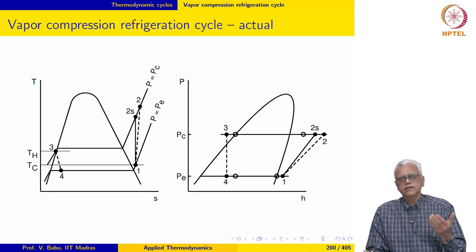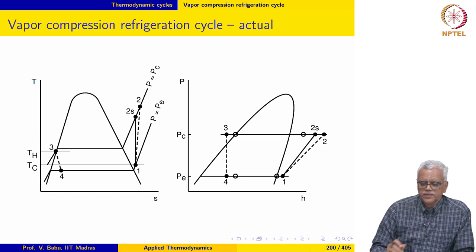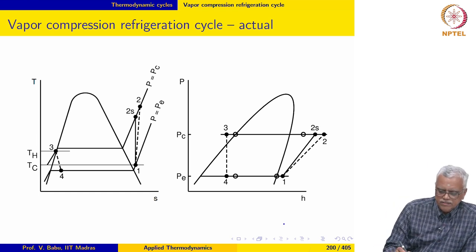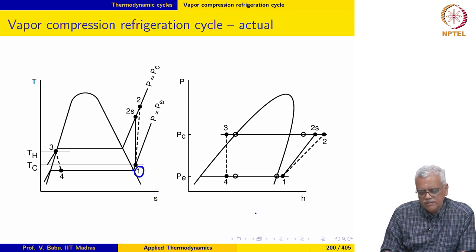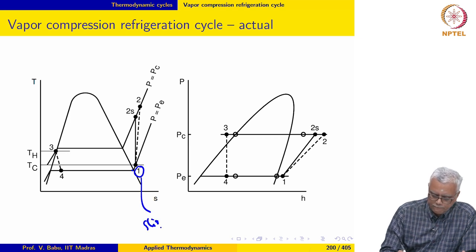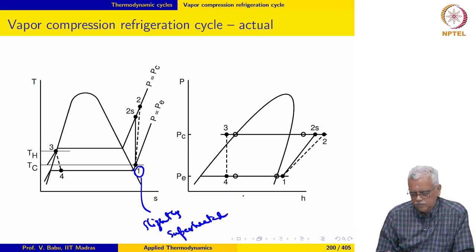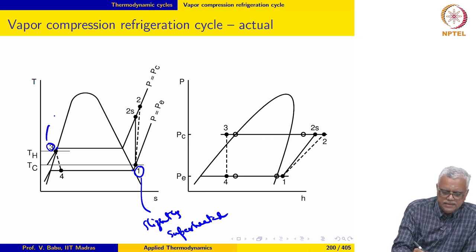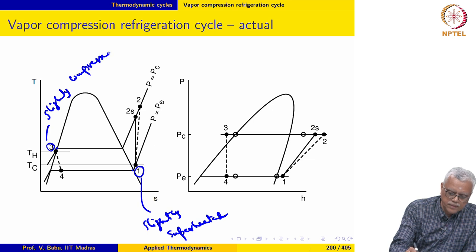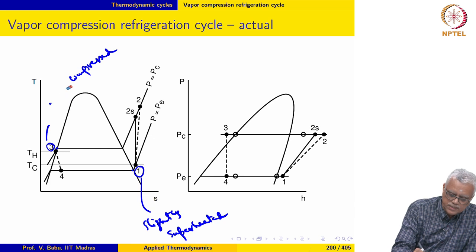Now, we have looked at the ideal vapor compression refrigeration cycle. In the case of an actual cycle, it can never be guaranteed that the state at the exit of the evaporator will always be a saturated vapor. In general, the state at the exit of the evaporator is slightly superheated. Similarly, we can never guarantee that the state at the exit of the condenser will be a saturated liquid. It is almost always slightly compressed, or we may say this is a compressed liquid state.